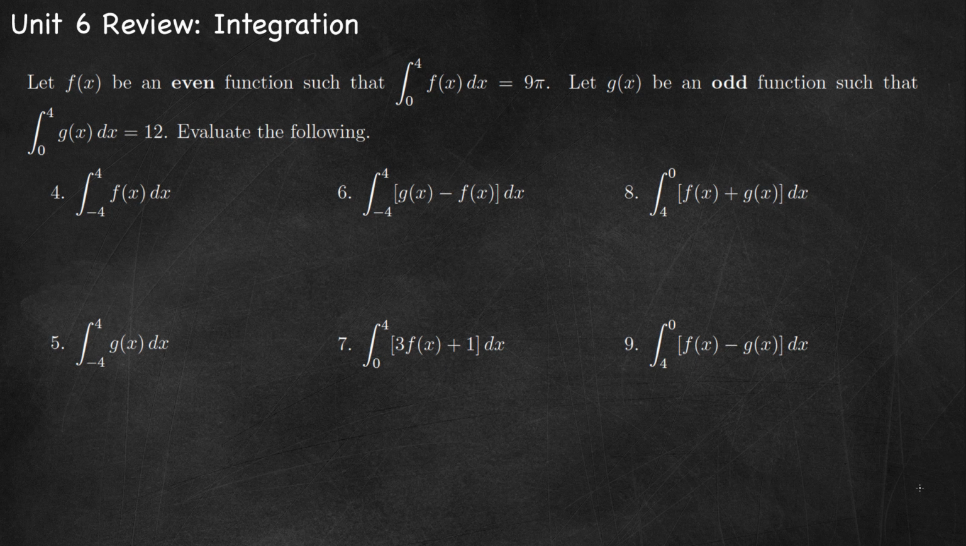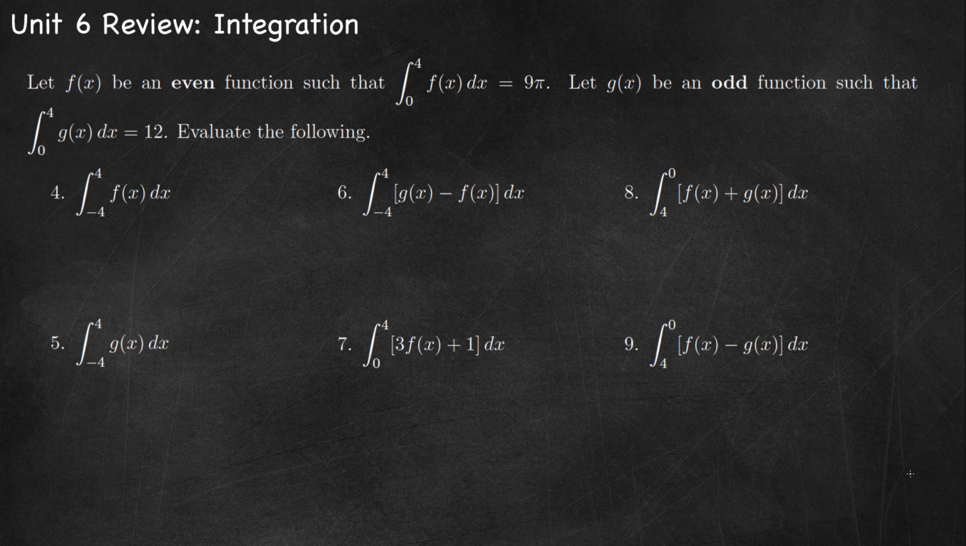For the next set of problems, we're told that f of x is an even function and the integral of f from 0 to 4 is 9 pi. We're also told that g is an odd function, and the integral of g from 0 to 4 is 12.